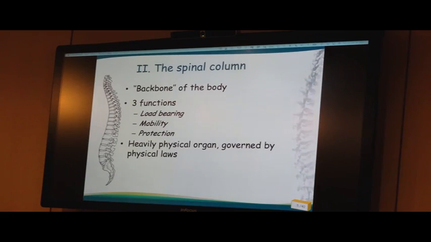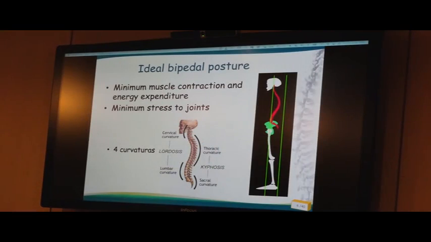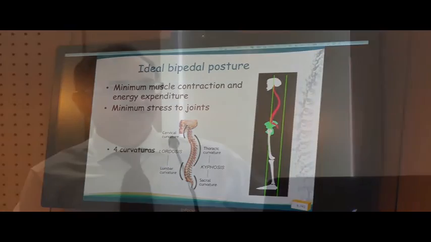Spinal column is the backbone of the body. It has three main functions. It bears load, it supplies mobility to all the body, and it protects neural structures. And it is heavily a physical organ, governed by physical laws. In ideal bipedal posture of the human, there is minimum muscle contraction and energy expenditure, and there is minimum stress to joints. To achieve that, spine has 4 curvatures, as you know.